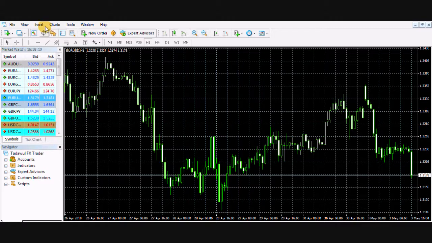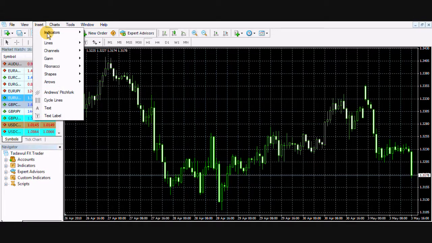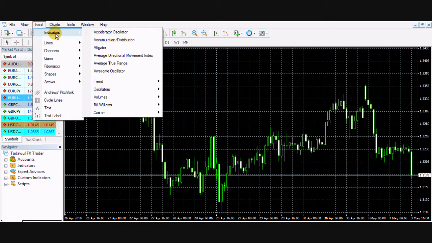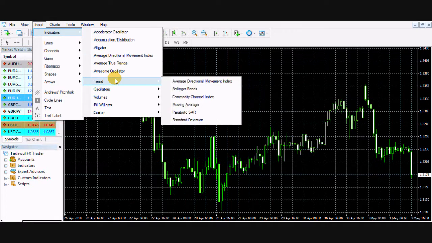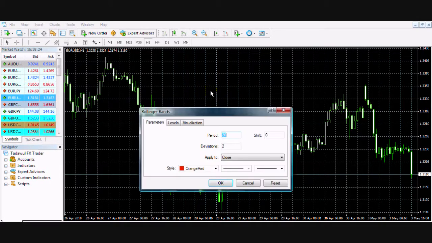First of all, we want to go up to the toolbar of our MetaTrader 4 platform, the Insert button. Click that, insert indicators, and then go over to Trend, and then finally select Bollinger Bands. Okay, and to start, you can go ahead and leave the default settings as they are. Period of 20, shift of 0, deviations of 2, applied to close.